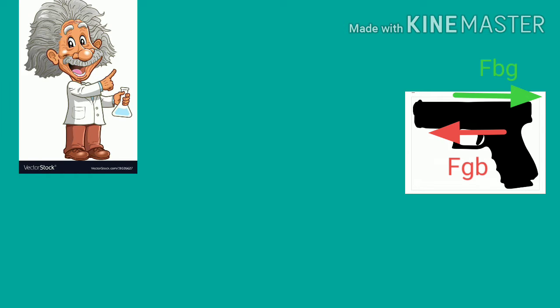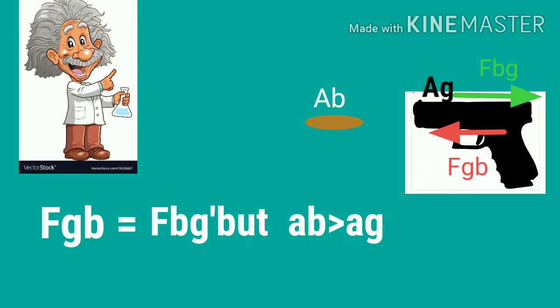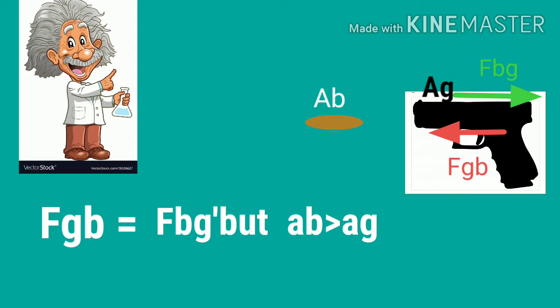But hold on, if the force exerted by the gun on the bullet is the same as the force exerted by the bullet on the gun, then why doesn't the gun recoil with the same acceleration as the bullet? The gun recoils, yes, but it doesn't recoil with the same acceleration as the bullet, right? Same magnitude of forces but different accelerations. Why do you think this happened?